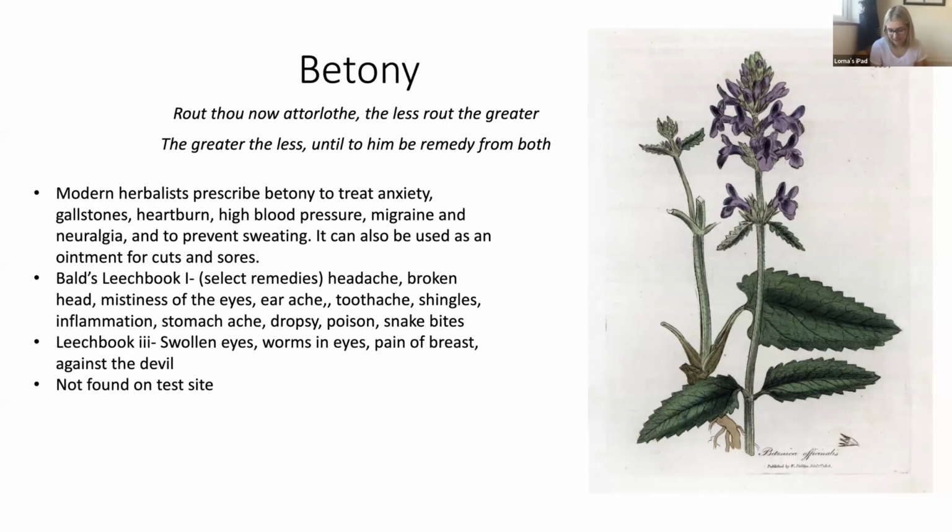Modern herbalists prescribe betony to treat anxiety, heartburn, high blood pressure, migraines. It can be used for ointments for cuts and sores. There are loads, and I mean loads of uses in the Old English lexicon, but it could be a link to translation for Latin medical remedies as well. So this might be where the copying comes in. There's actually fewer uses in the Lacnunga than in the other two because the Lacnunga is more Old Englishy, actual English plants, things that were grown and written here, and not copied as much as the other two. But there's still quite a few.